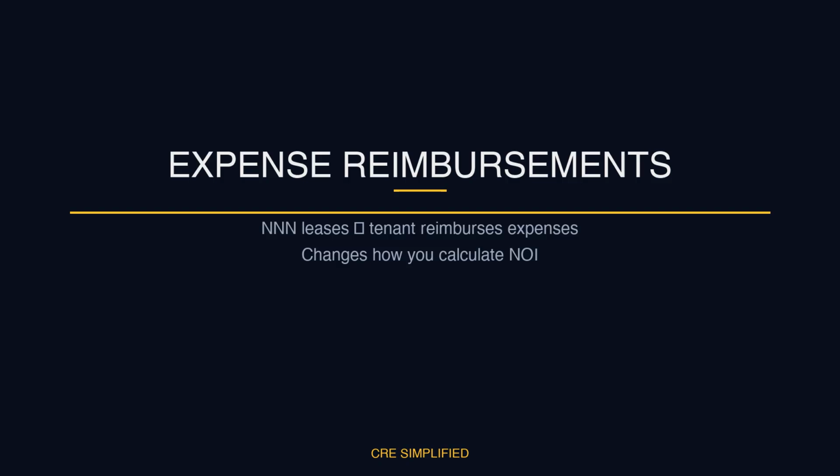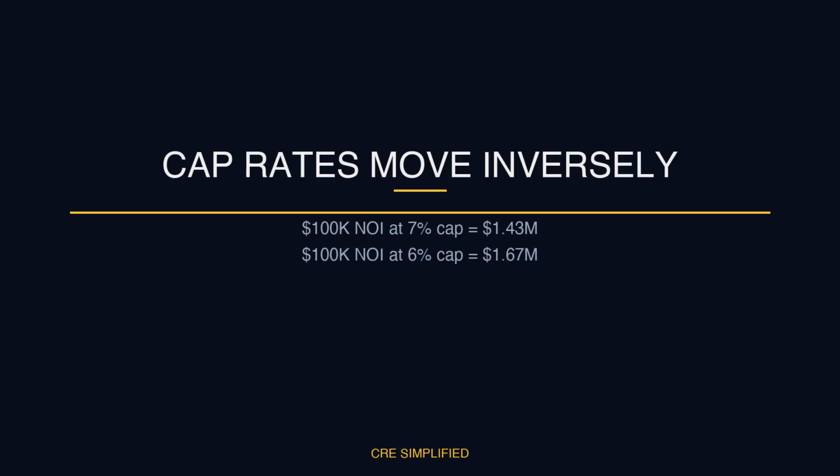Here's something that trips people up: cap rates move inversely to value. If cap rates in a market compress from 7% to 6%, the same NOI is now worth significantly more. Take $100,000 NOI, at a 7% cap that's $1.43 million, at a 6% cap that's $1.67 million. A 1% move in cap rates changed the value by $240,000 on the same income. This is why cap rate movements matter so much to real estate investors.